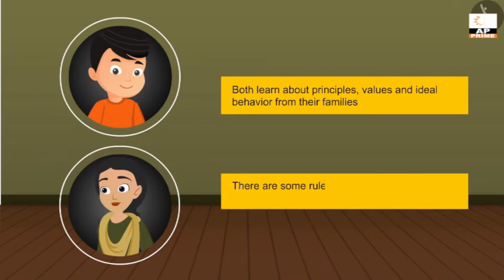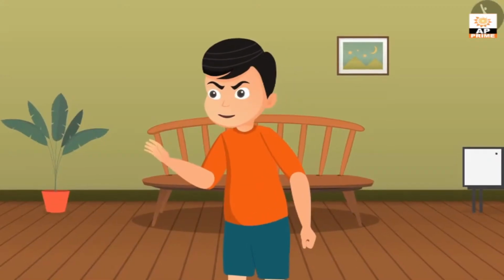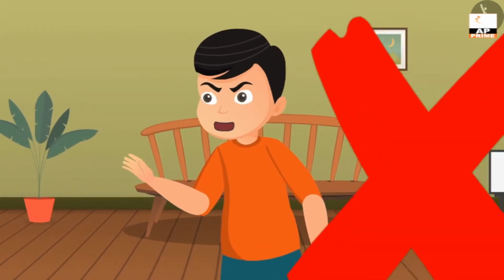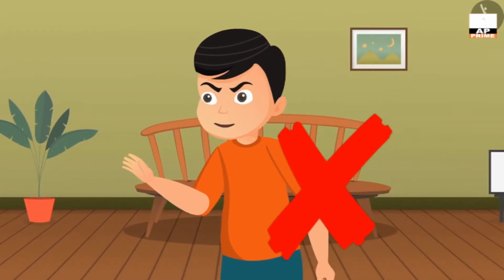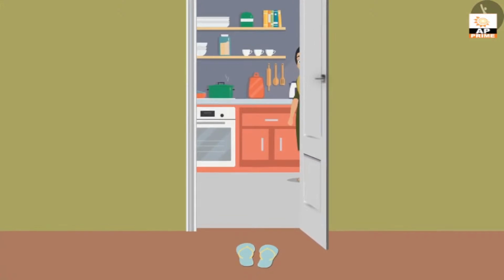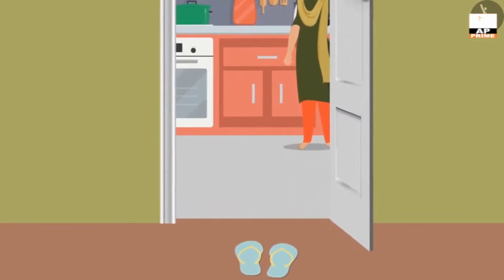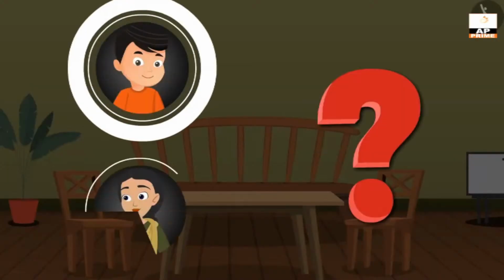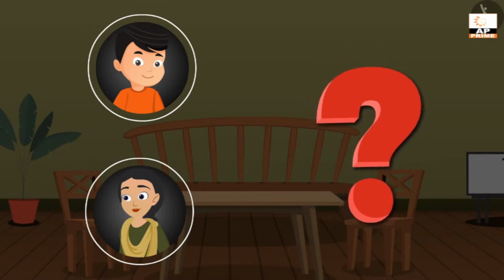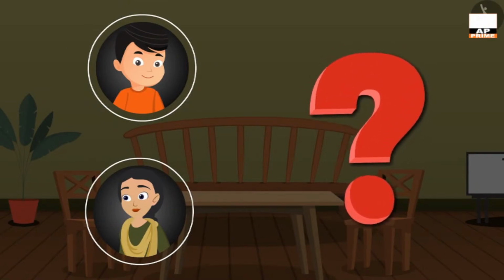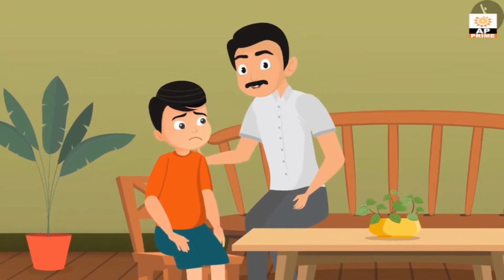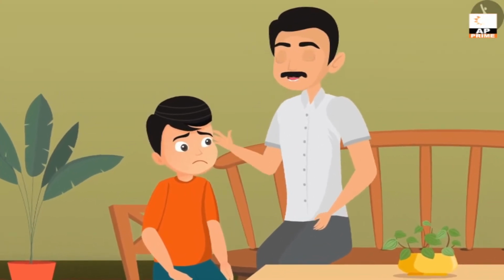There are some rules and traditions in Raju and Pushpa's houses. In Raju's house, talking loudly is frowned upon. In Pushpa's house, no one is allowed to enter the kitchen with their footwear on. Are there any rules and traditions in your house? What are they?